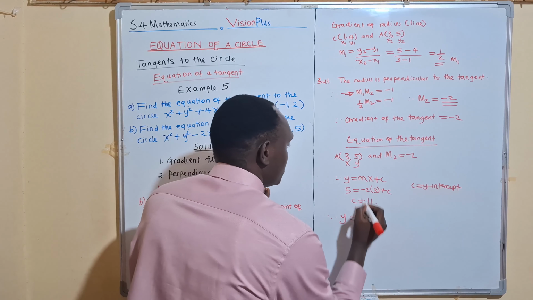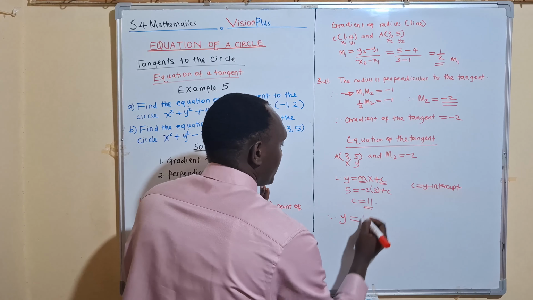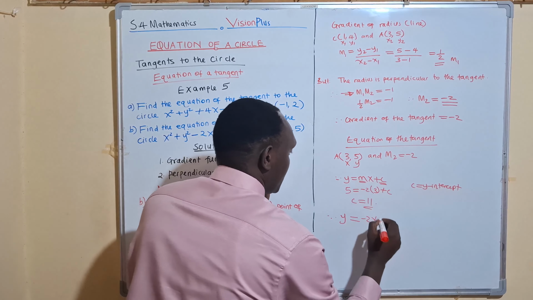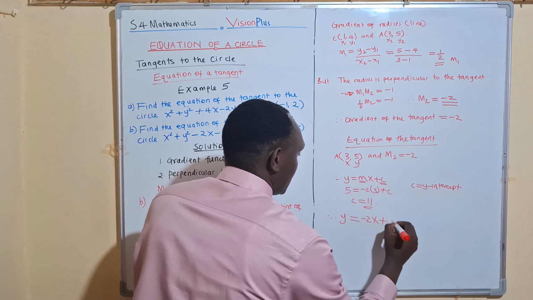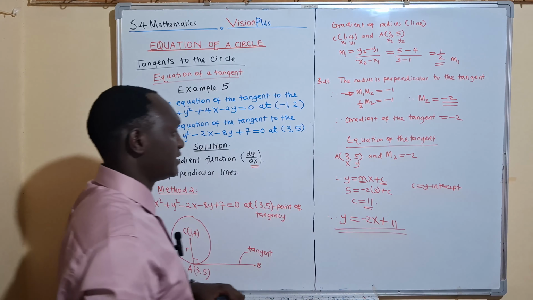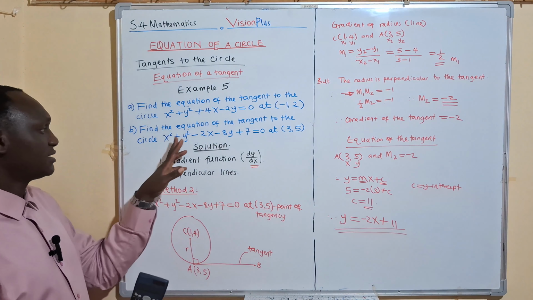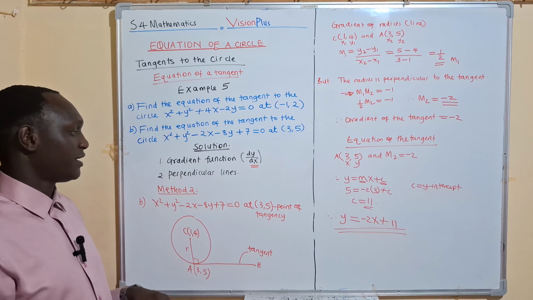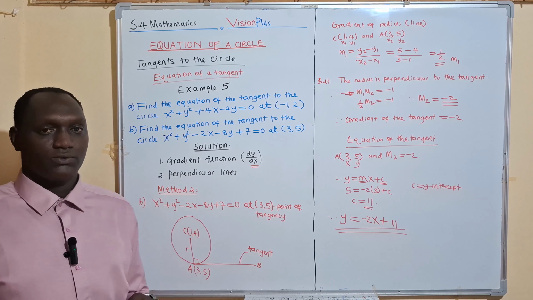So we now write the equation of the line, which is a tangent. y equals, substitute only for m and c. m is -2, we leave x, and then plus c. c is 11. So this is the equation of the tangent to this circle at the point of tangency (3, 5) using method 2.